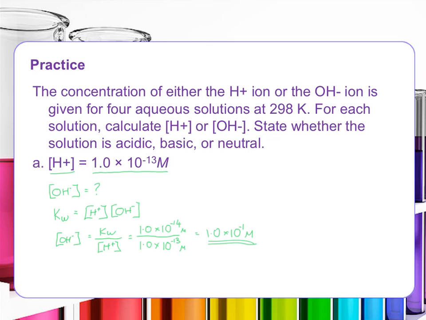We need to state whether the solution is acidic, basic or neutral. So H plus is 1 times 10 to the minus 13, which is a very small number, whereas 1.0 times 10 to the minus 1 is quite a large number, which means the concentration of OH minus is quite large. So this is going to be basic, because the concentration of OH minus is greater than the concentration of hydrogen ions.